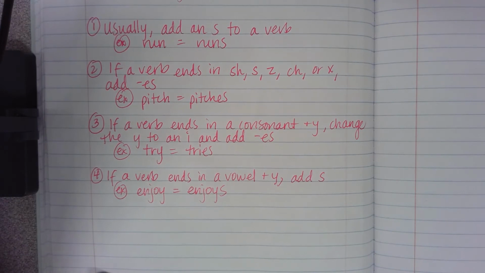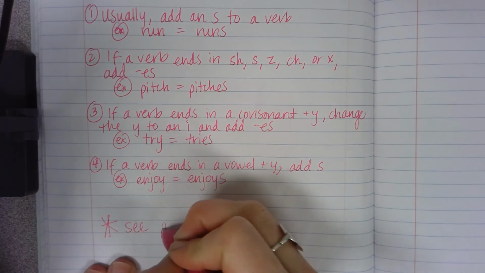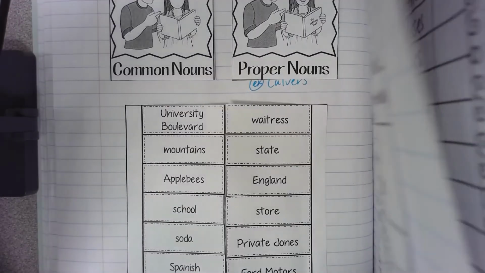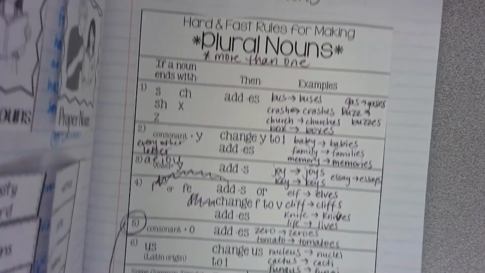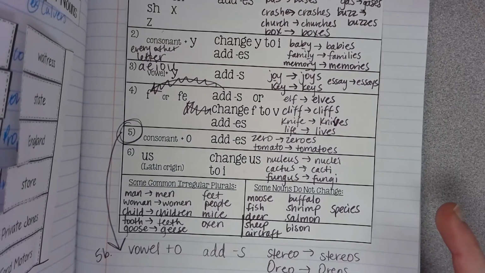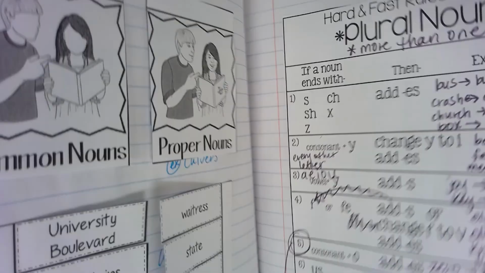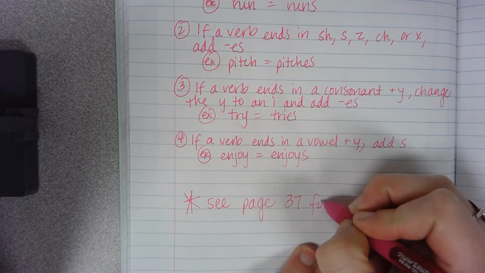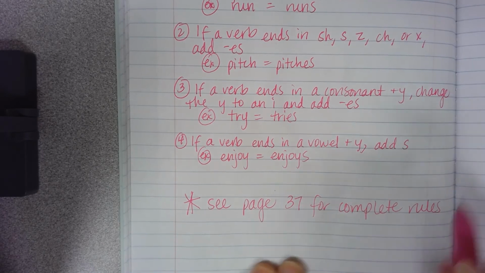Okay, now I'm going to make a note right here. I'm going to put a big star, and I'm going to say see page. Then I'm going to find my nouns chart and look at what page number that is on. And when I say nouns chart, I mean your plural nouns chart that we looked at before. And then we filled out all the notes on here. I'm going to look. Mine is on page 37. So now I'm going to flip back, and I'm going to say see page 37 for complete rules.